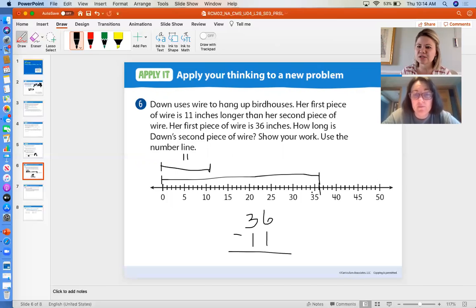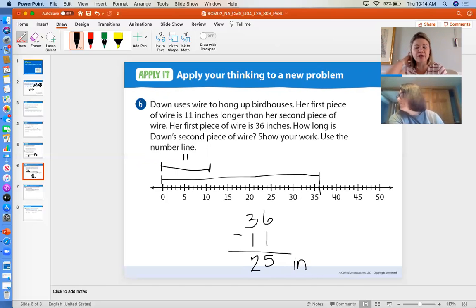Am I still using the number line to help me figure out the equation? Yes, you are. So 6 minus 1 is 5. 3 minus 1 is 2. The answer is 25 inches. That's how big the second piece of wire is. Nice.